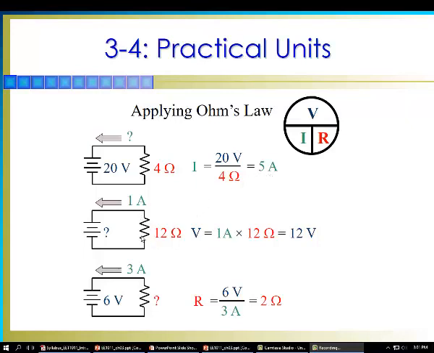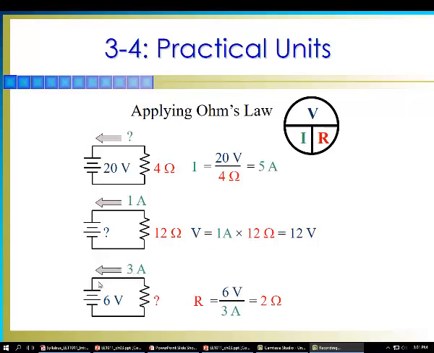If we have the resistors and the values of the current, then we can find the voltage associated to this source. From the formula, the voltage equals the current times the resistance. So we multiply the current times the resistance and we get 12 volts. So now we can say that this battery or voltage source is a 12 volt source.